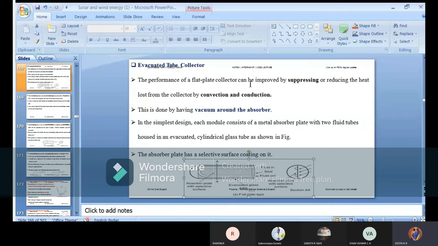The performance of a flat plate collector can be improved by suppressing or reducing the heat lost from the collector by convection or conduction. We have three different types of heat transfer, so how can you improve? The first types you studied, liquid type or air type, are both flat plate only. So how do we improve that? Improvement is done by suppressing or reducing the loss.